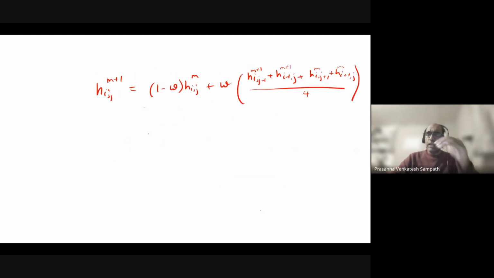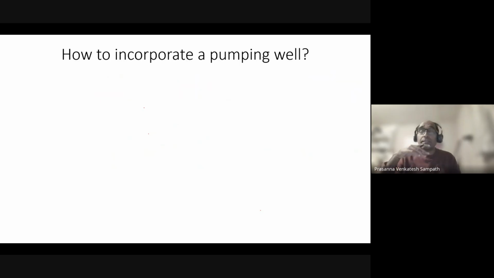Now we're going to add another level of complexity into the model. So let us say I want to incorporate a pumping well in my model. Now I'm going to think of the simplest possible example of incorporating a pumping well. So let us try and understand how to handle that scenario. Then we'll come back and figure out what to do, or you can imagine how to solve it if you want to do more complicated stuff.